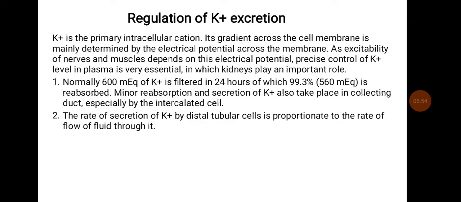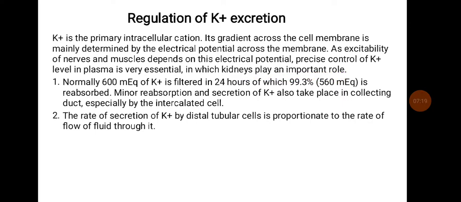Regulation of potassium excretion. Potassium is a primary intracellular cation. Its gradient across the cell membrane is mainly determined by the electrical potential across the cell membrane. As the excitability of nerves and muscles depends on this electrical potential, precise control of potassium level in the plasma is very, very essential, in which the kidney plays a very important role.